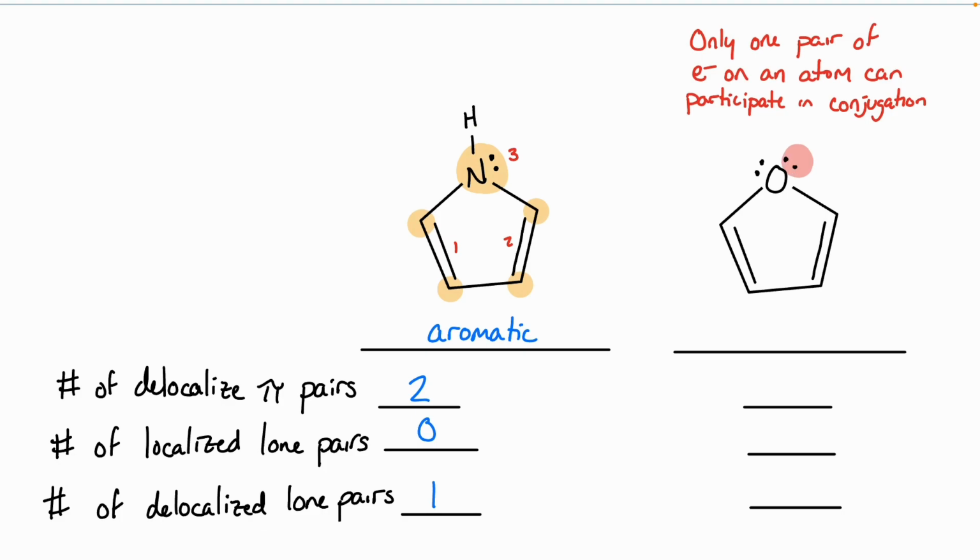Remember, in order to participate in the conjugation of a ring, you have to be in a p orbital. You can't have the exact same 2 pairs of electrons in the same p orbital. They can't overlap like that. So you can only ever have 1 pair of electrons that is participating in conjugation. So I can say right off the bat, this one is definitely not.